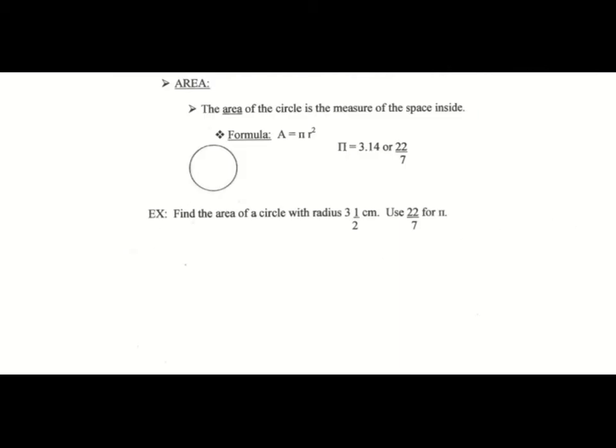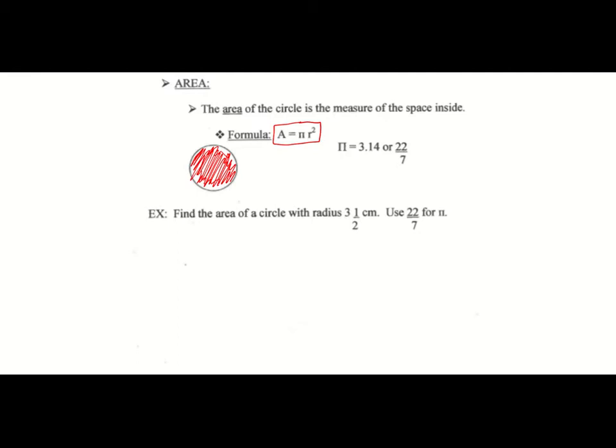So circumference of a circle was our distance around the outside of our circle. The area of our circle is the space inside of our circle. So if we shade in our whole circle, that's what we're talking about with area. It's talking about everything inside of our circle. Our formula for that is the area equals pi times r squared, where r is our radius. And our value of pi, again, is still 3.14. Okay, so let's look at an example.